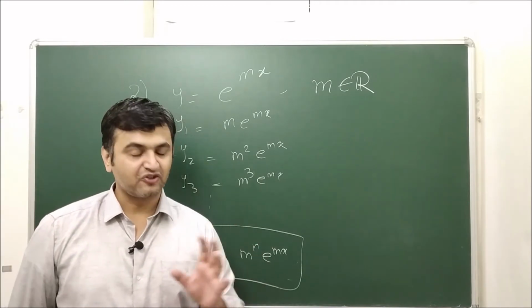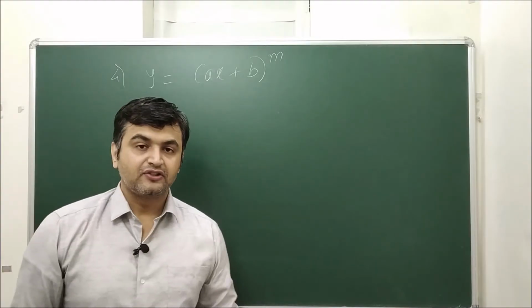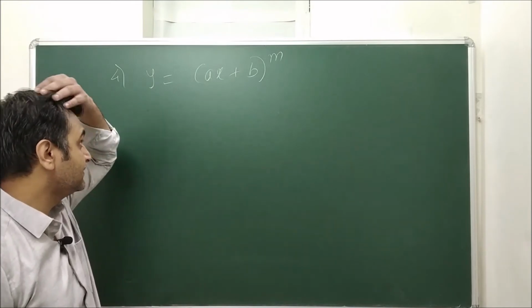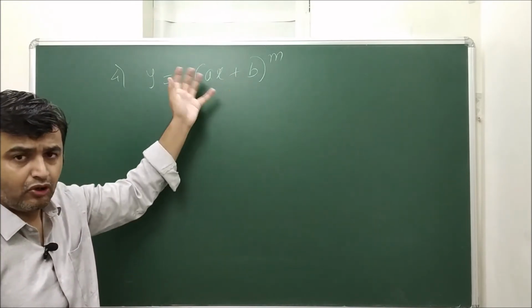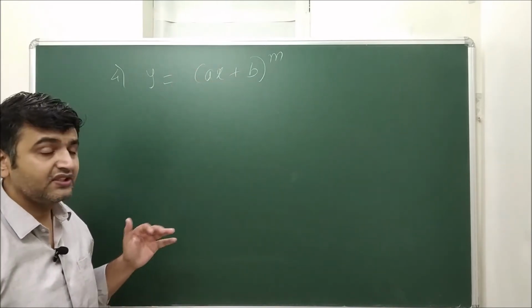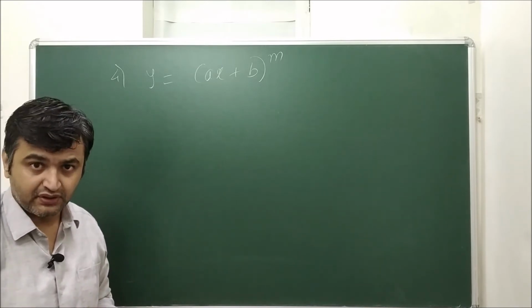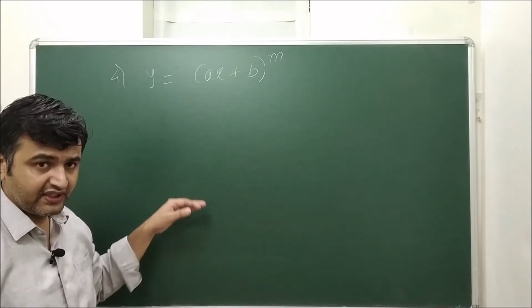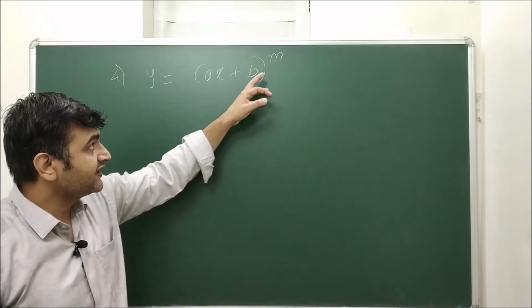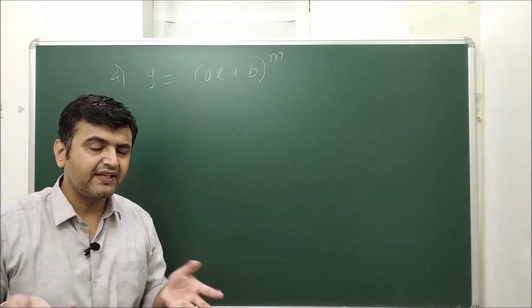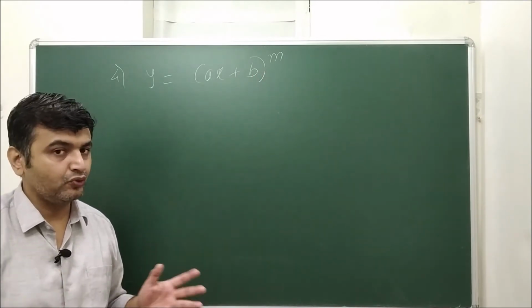Now let's go for a complicated example. Okay, so let's go for this function. In this case, your m is any real number, all these a and b are constants. Question is, what is the nth derivative of the function? So first we will try to write down the nth derivative, and then for special cases of a, b and m, we have a very nice formula. So we are going to do that as well.